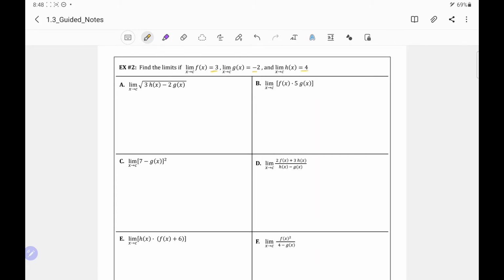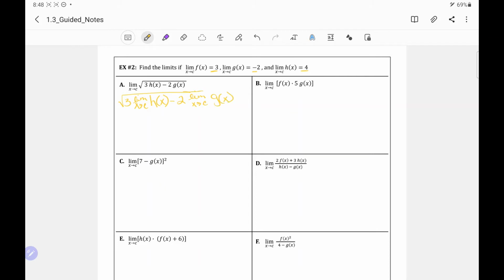So let's look at letter A. The limit as x goes to c of the square root of 3 times h of x minus 2 times g of x. So again, multiple things that we can bring out here. So we're going to bring the square root out to do last. And inside, we're going to do the limits with the coefficients outside. So I'm going to have 3 times the limit as x goes to c of h of x minus 2 times the limit as x goes to c of g of x.